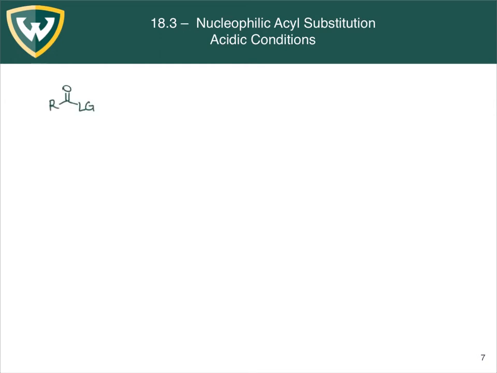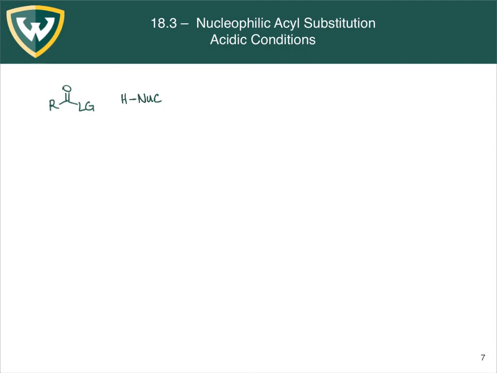So we're going to look at a very generalized structure. We have an R group on one side, we have the carbonyl, and we have some leaving group. So this could be chloride or an OR or NH2 and related structures. We're going to have a generalized nucleophile.